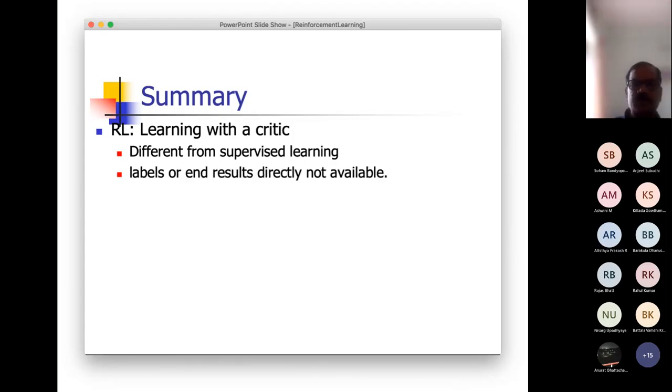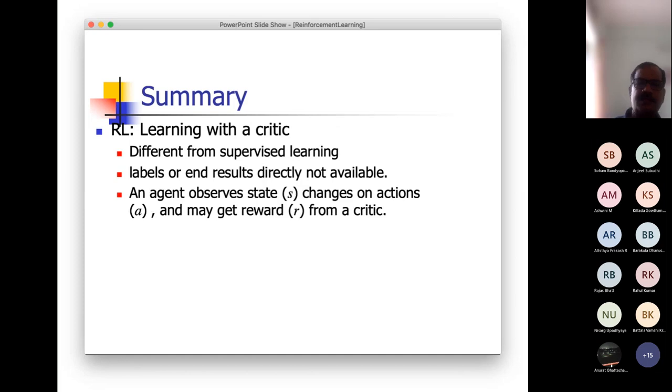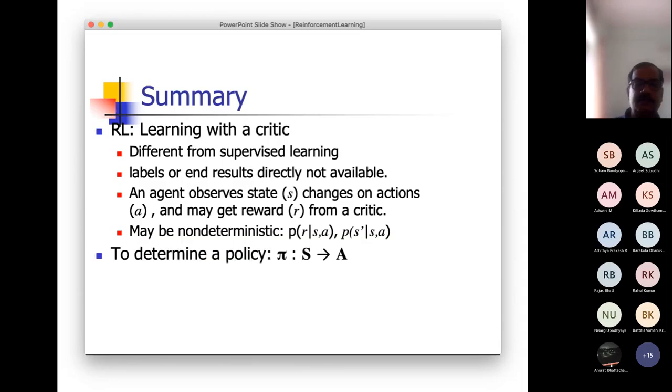So that is, labels or end results are directly not available, but an agent observes state changes on actions and may get reward from a critic. So using this, the agent is learning. It may be non-deterministic as well, as we have seen. And under this, the major objective here is to determine a policy.